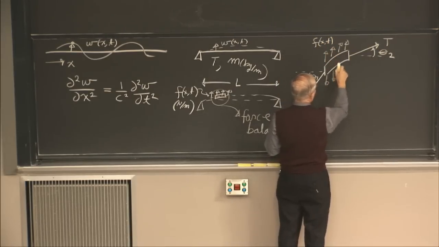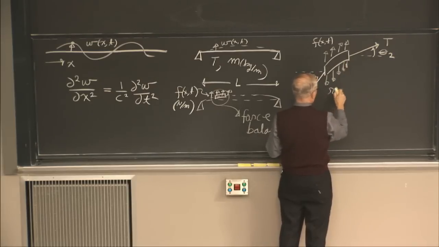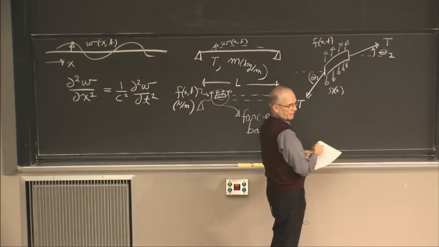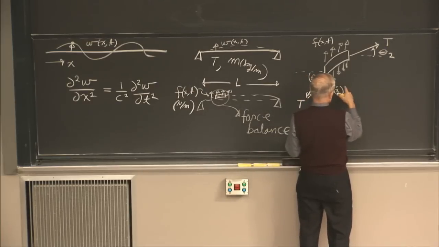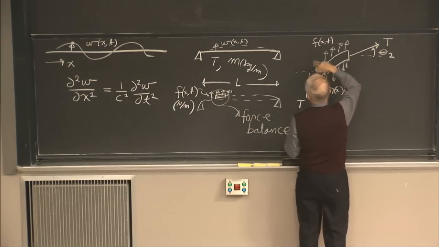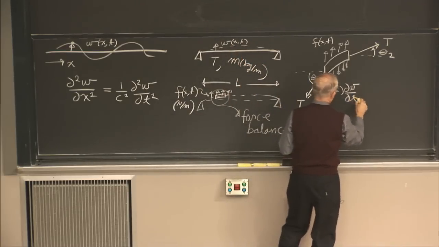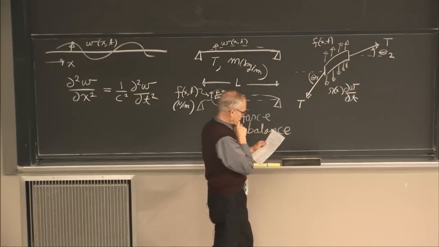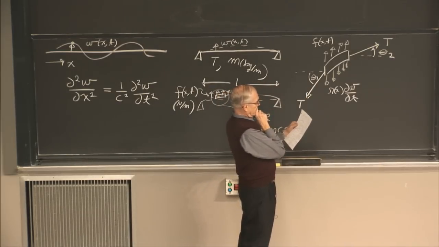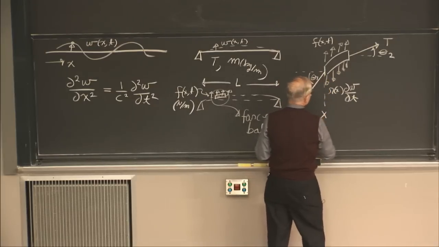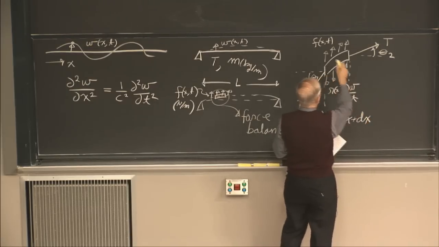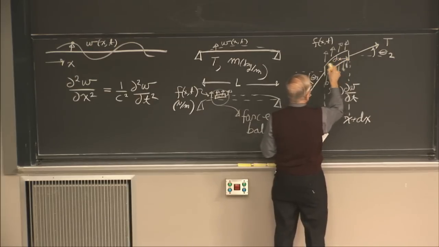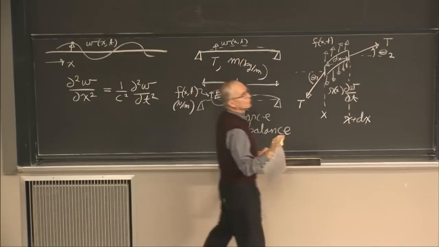There may be some resistance, drag forces, damping. That'll be a damping constant, R of x, which is force per unit length per unit velocity, and that would have to be multiplied by the velocity. So the derivative of this displacement with respect to time, that's the force along here. And it can vary with position. If we accounted for everything, this is position x, and this is at x plus dx. So this little element is dx in length. And this is all for small motions.